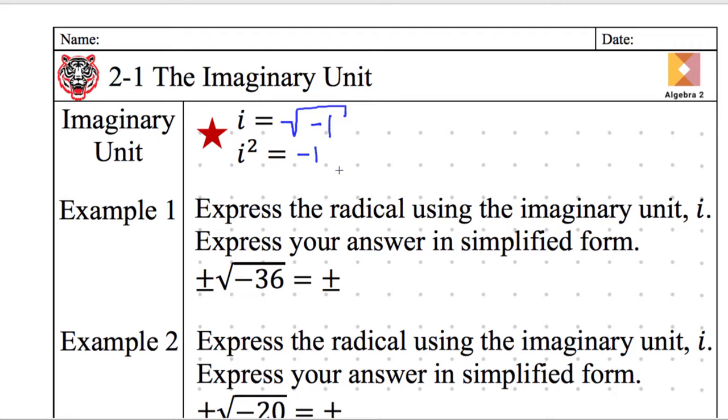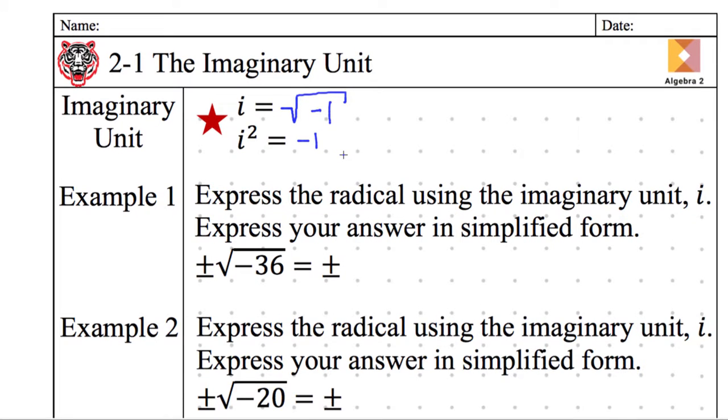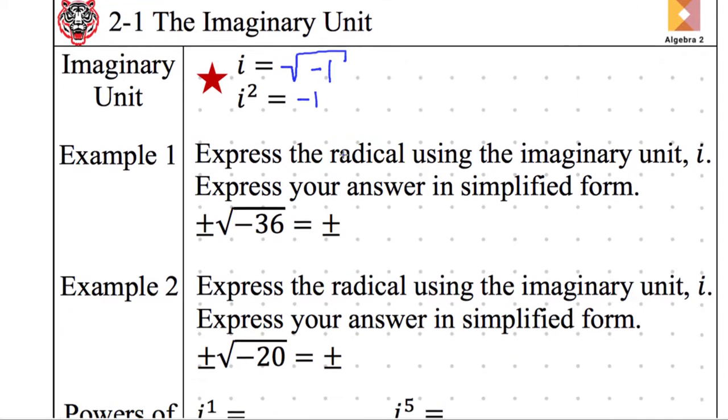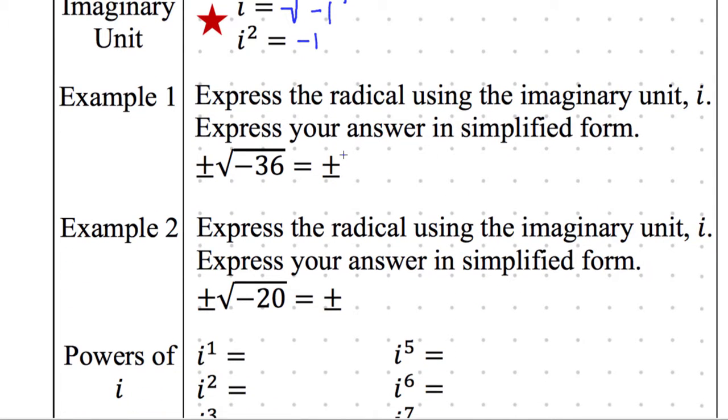All right, so those are my initial definitions, i and i squared. Make sure that those are in your summary. It is a red star. So let's try 2 examples. These are very close to what you'll be seeing on the problem set tonight. So I need to find what the square root of negative 36 is.